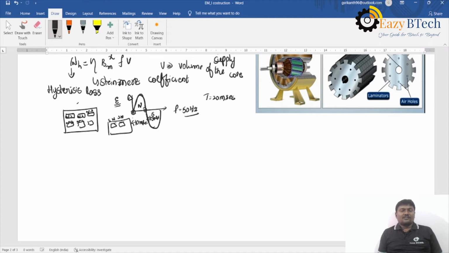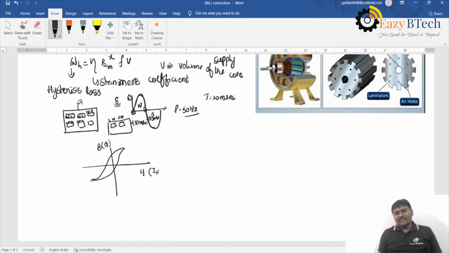Suppose I give one example. If you ride a bike on a straight road, you will go at very high speed, 60 or 70 kilometers per hour. But if there are curved roads, you will not go at the same speed; you will definitely reduce your speed. Similarly, the power required to change the orientation of the molecules is called the hysteresis loss, or the area under the BH curve.